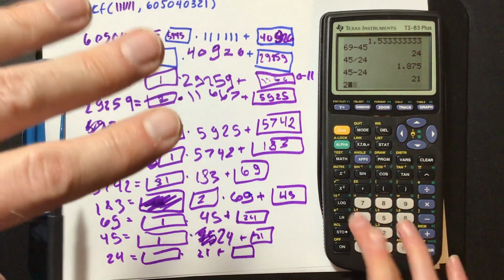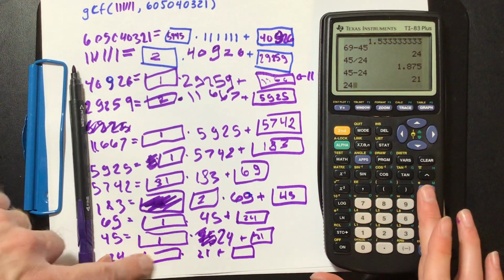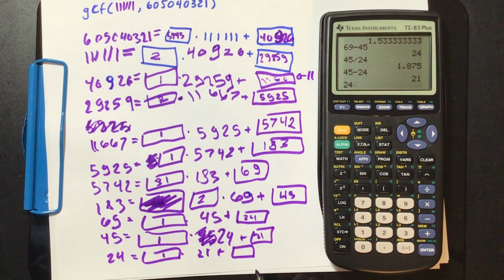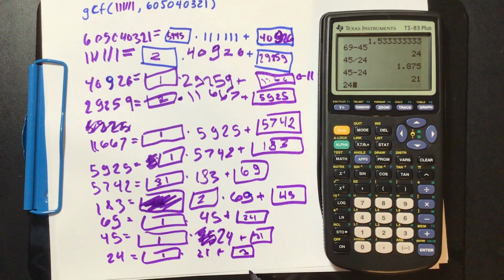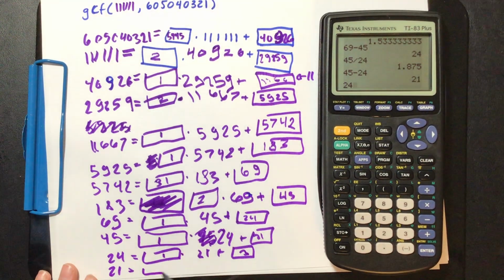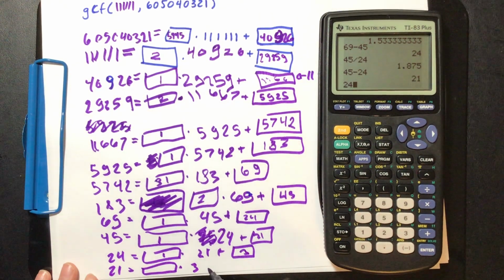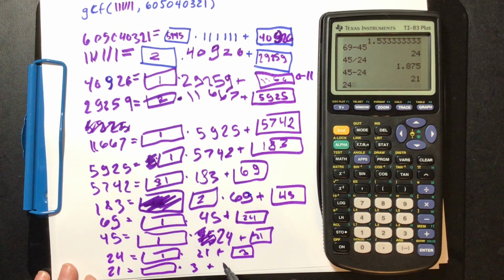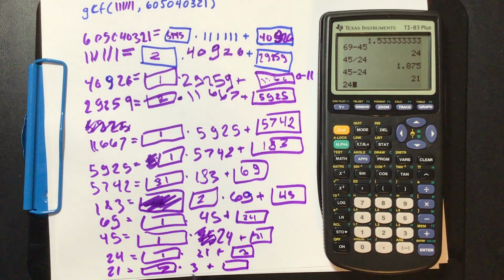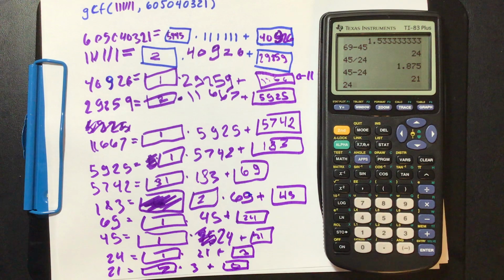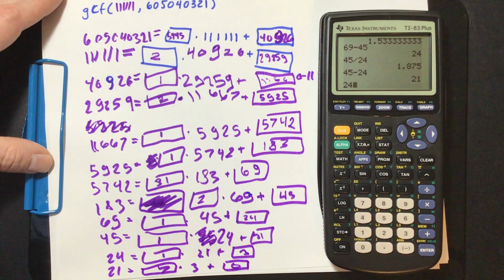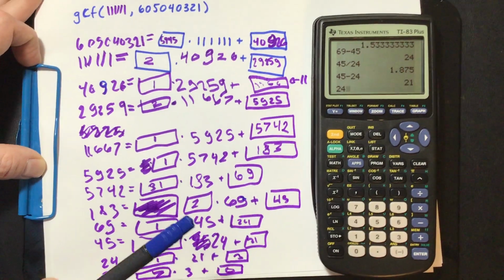24 equals 21 plus blank. Ooh, we're close. So, hey, what is 24 divided by 21? How many 21s can you get there? 1. What's the remainder? 3. Okay. Now 21. Yay. So what's our greatest common factor of those two numbers? 7. I mean 3. Yeah, the remainder right before the 0.